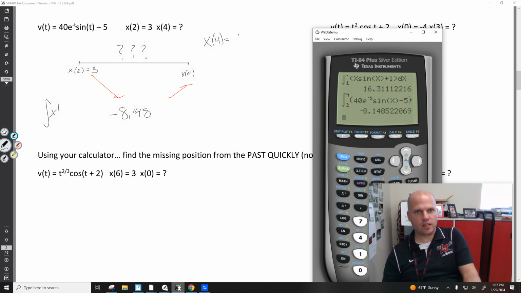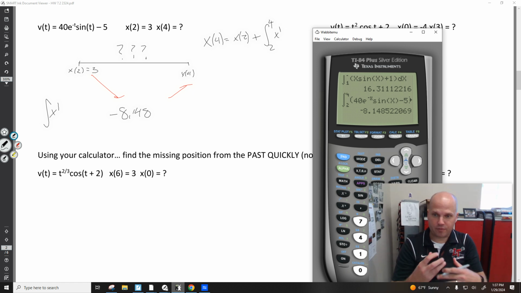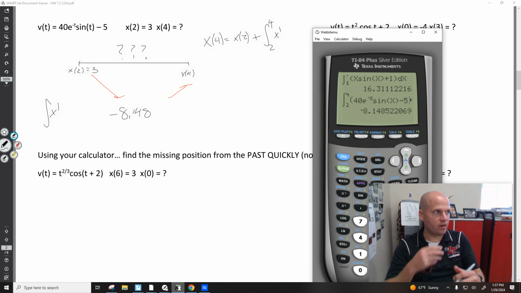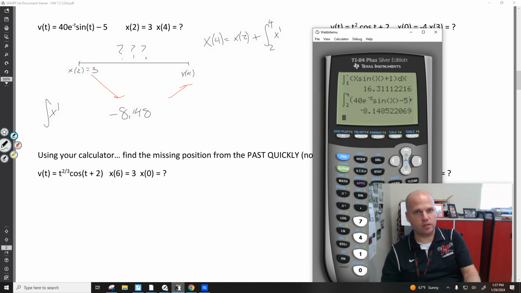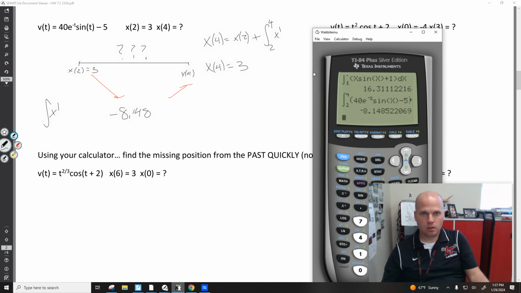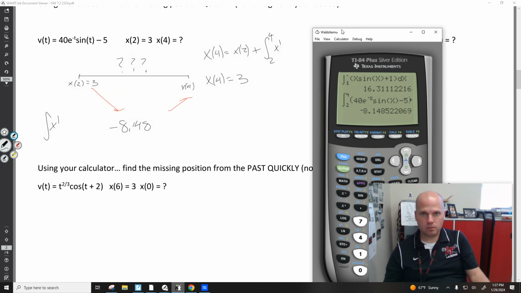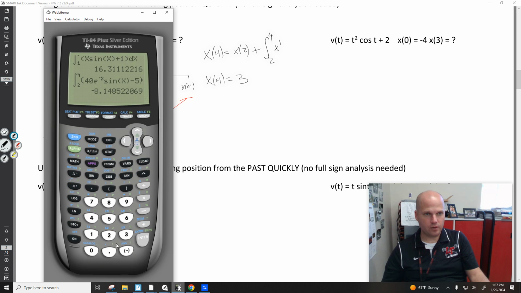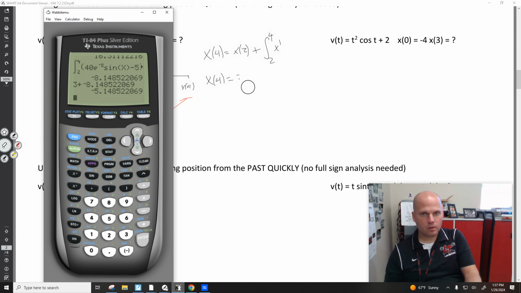X of 4 equals X of 2 plus my displacement, my accumulation of my derivative. Accumulation of my derivative tells us my overall change. X of 4 equals 3 minus that value, 3 plus that negative value, not minus that value. And I get negative 5.148.